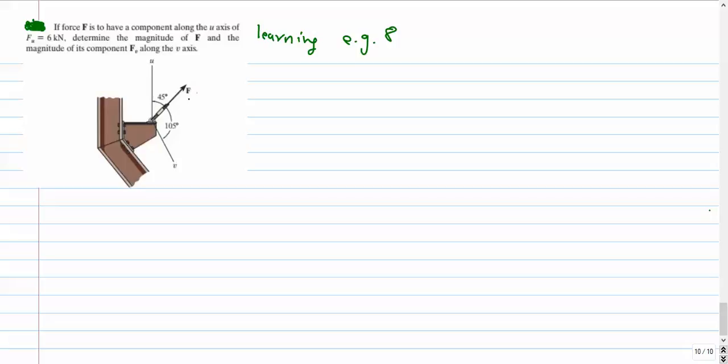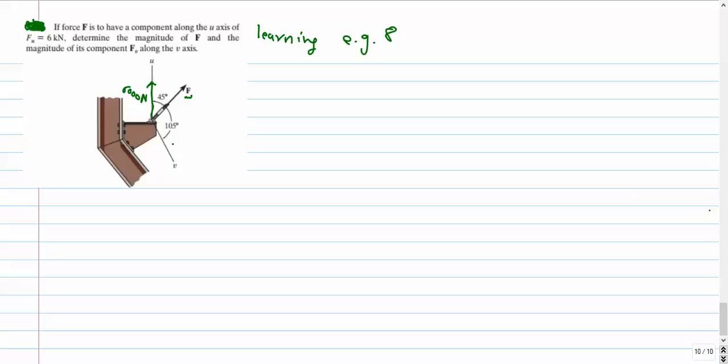So here we see the force F, and they have given us a set of axes that are once again not perpendicular to each other. So we are going to use the vector triangle method. They have given us the component of this force along the u-axis, this component, and this component of the force F is 6,000 newtons. And they want us to find the magnitude of the force F and its component along the v-axis.